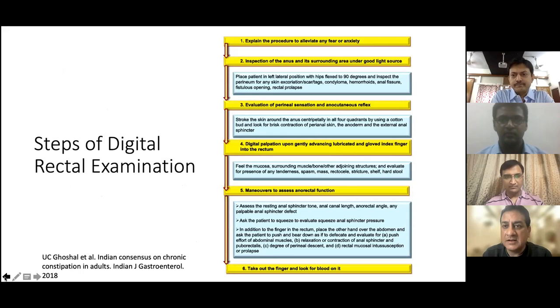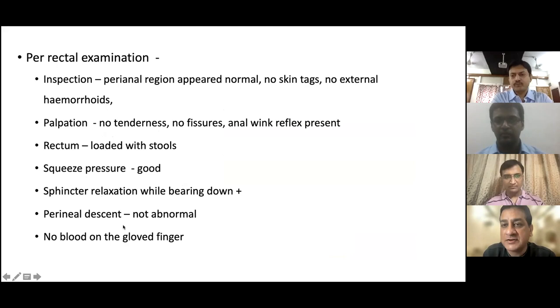is important. Although many of us, or most of us, do not do PR examination, sometimes PR gives a lot of information. The point which John made, that squeeze pressure tells you about the external sphincter. Squeeze pressure means external sphincter pressure. And one important point which made John reconsider his diagnosis from pelvic floor to slow transit as the differential was that we found sphincter relaxation while bearing down.